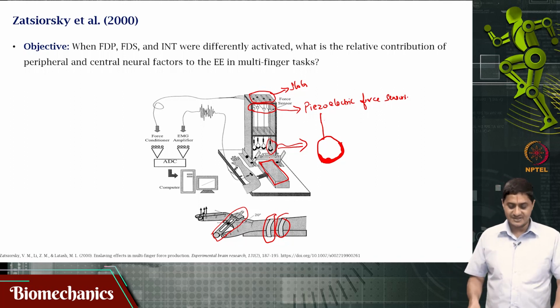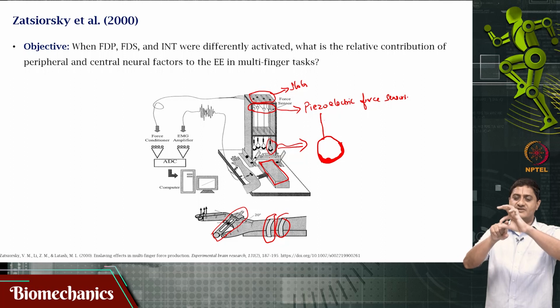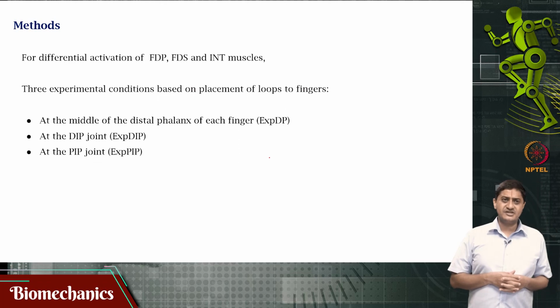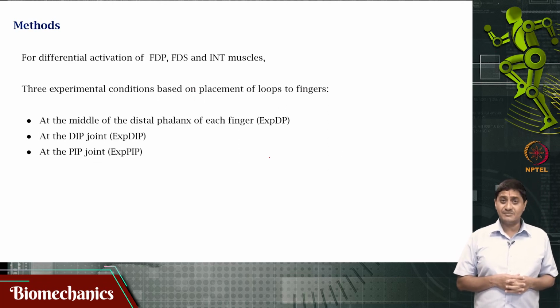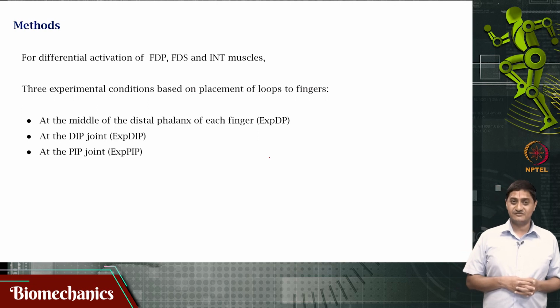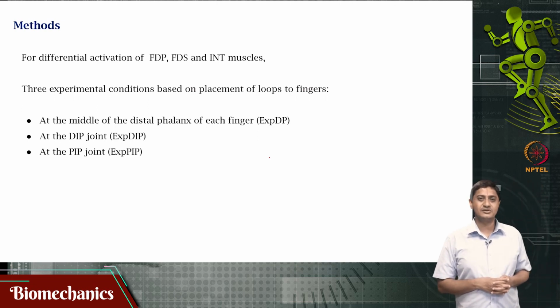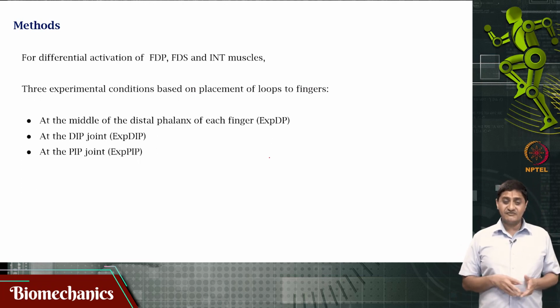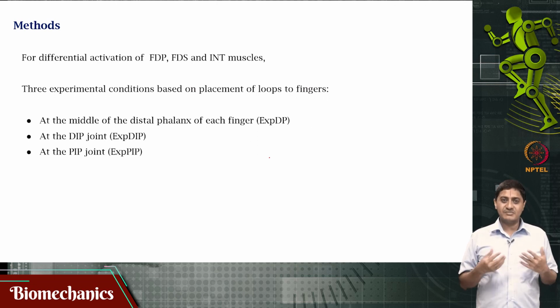experimental design. So, I can place it such that either only the distal phalanx or the DIP joint or the PIP joint is involved. The question is for differential activation of FDP, FDS and INT muscles. INT is muscles like thenar, hypothenar, lumbrical, interossei, those. Remember, long time ago we discussed what are the intrinsic muscles of the fingers. We discussed this. These are the thenar, hypothenar, lumbricals and the interossei, right. Depending on where you place the loop, different muscles will be activated.